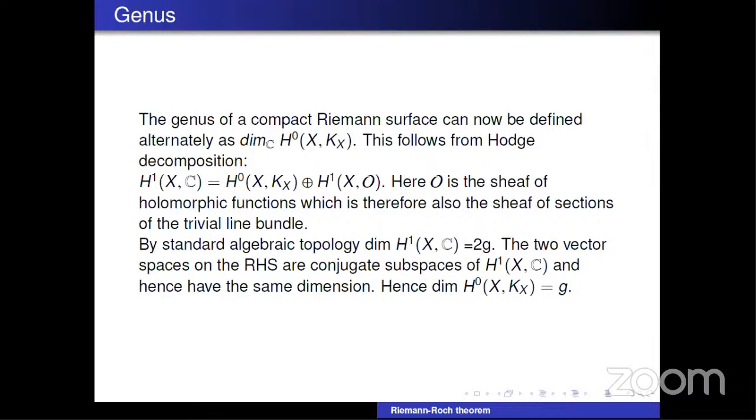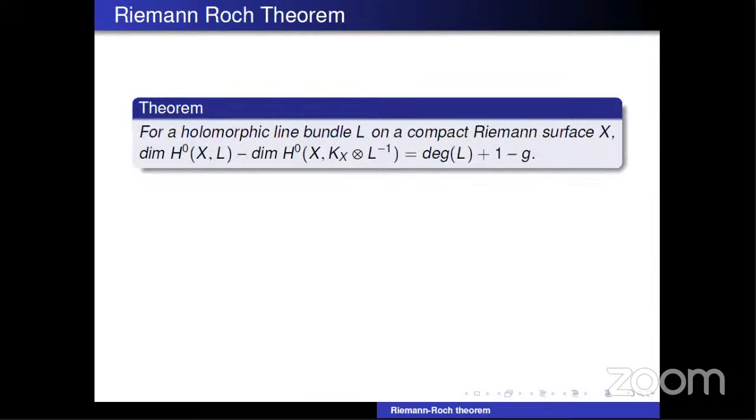So it's defined using a holomorphic object which is K_X, but in the end the dimension of the global sections does not depend on the holomorphic structure on X. It's purely topological. A priori it's not clear that this is topological, but okay.